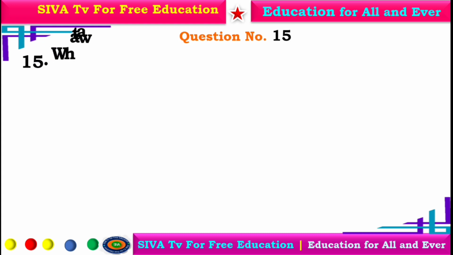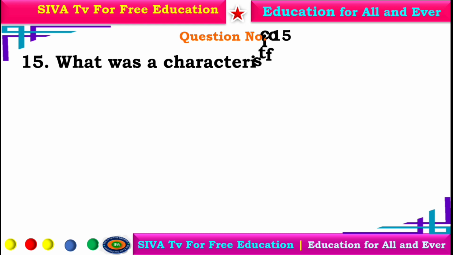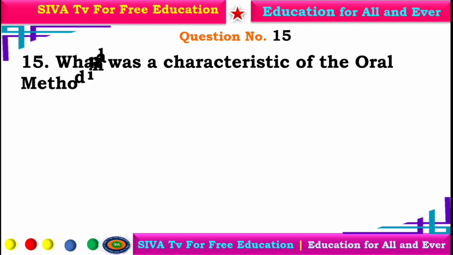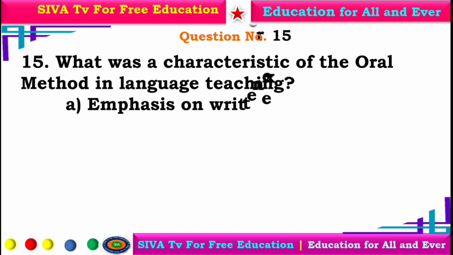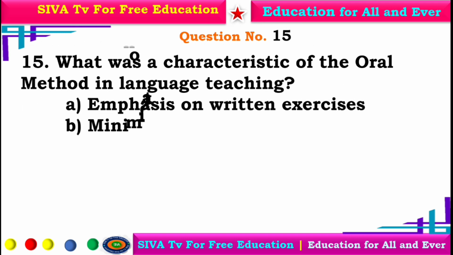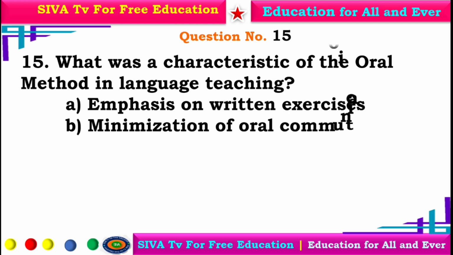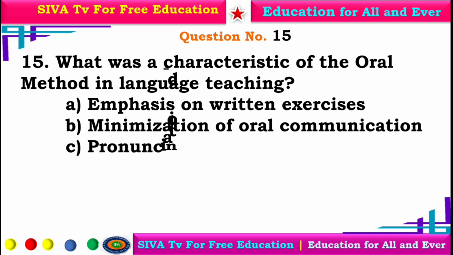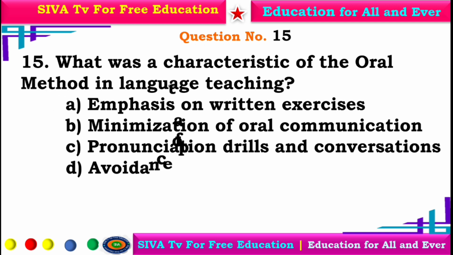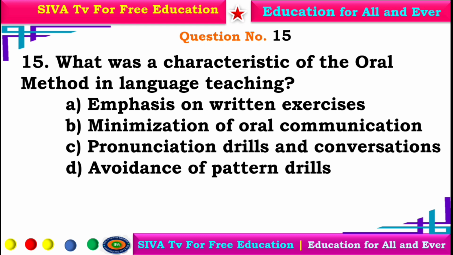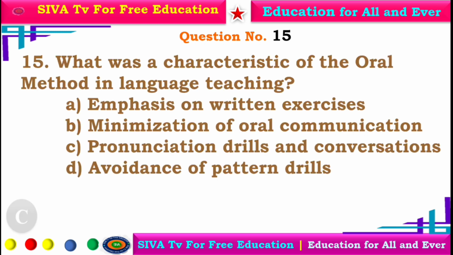Question number 15. What was a characteristic of the oral method in language teaching? Option A, emphasis on written exercises. Option B, minimization of oral communication. Option C, pronunciation drills and conversations. Option D, avoidance of pattern drills. The correct answer is option C, pronunciation drills and conversations.